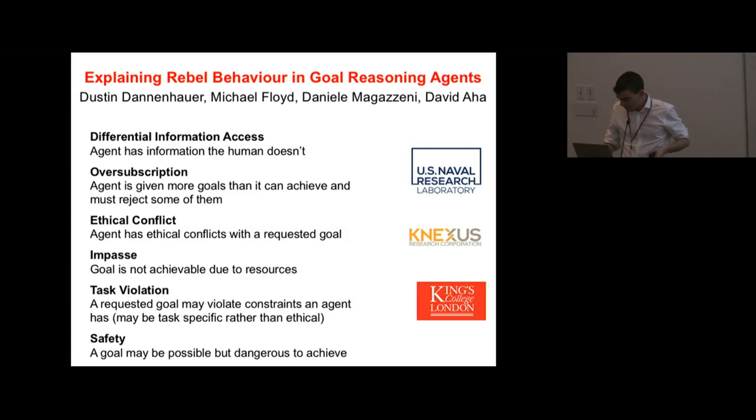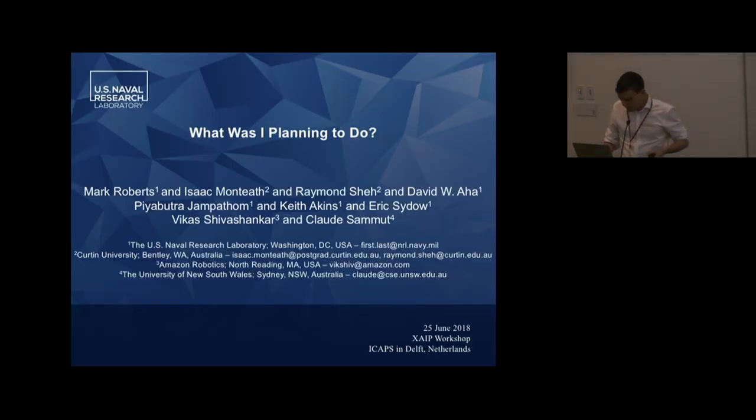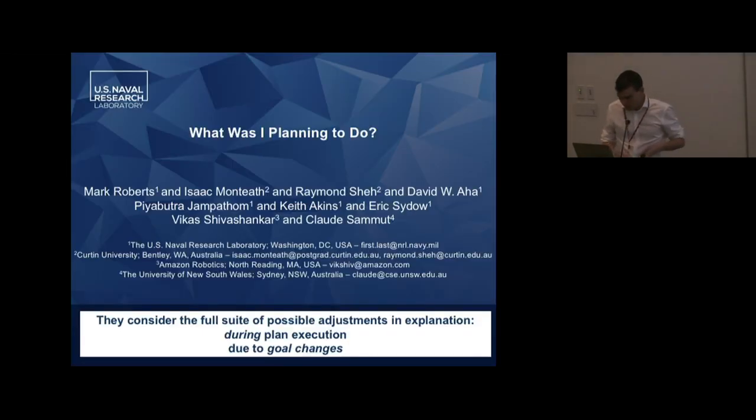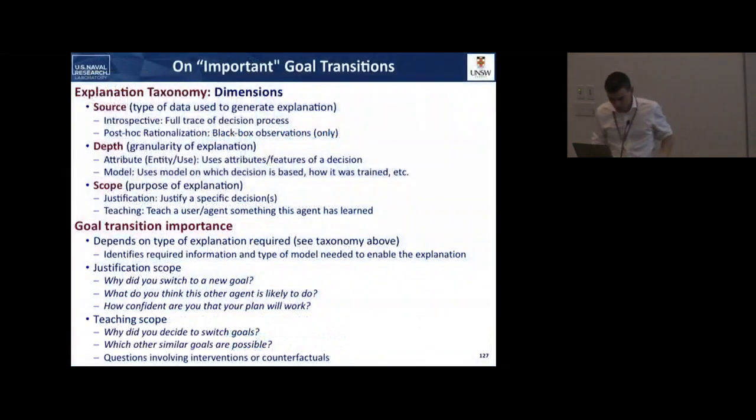And again, another work led by David Aha and his team is about explaining the behavior that changes because of changes in the goals. So you have a current plan, but your plan must change because there are changes in the goal. You want to provide an explanation that allows you to understand why the new goals require the new actions. Again, they provided a taxonomy and a set of dimensions from which you should explore the explainability problem.